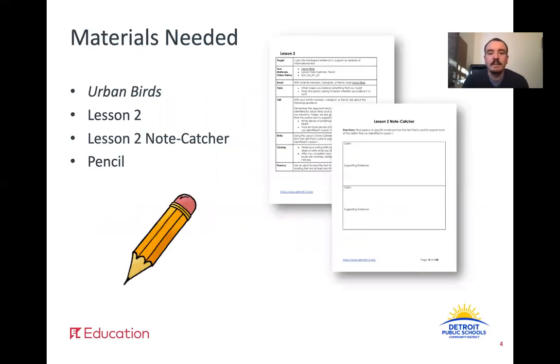All right, time to get some materials for today's lessons. You're going to need your copy of the text, Urban Birds, your copy of lesson number 2, the lesson number 2 note catcher, as well as a pencil. Go ahead and pause the video here and make sure that you have everything for today.